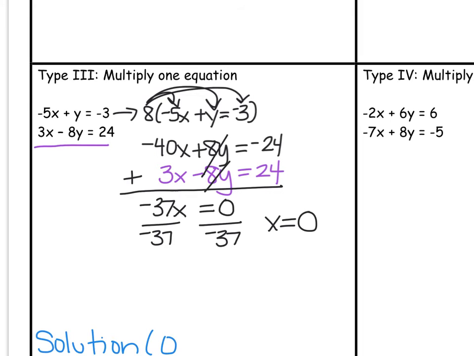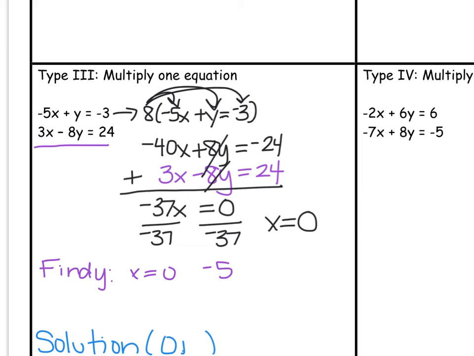Our solution so far is x equals 0, and now we have to find y. And when we find y, we want to use one of the original equations. I'm going to use this one right here, because once I substitute x in there, I can figure out what y is simply. So now we have to find y when x is equal to 0.